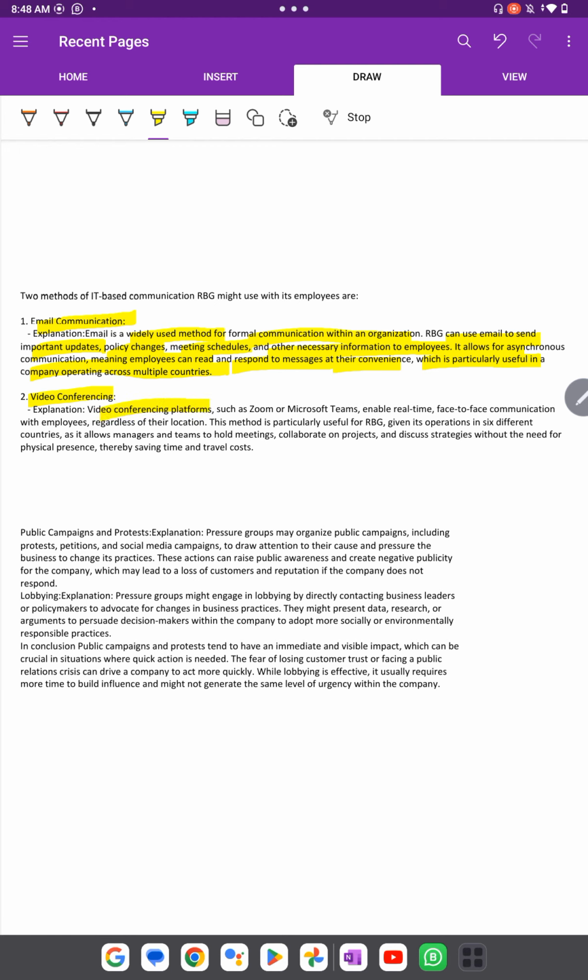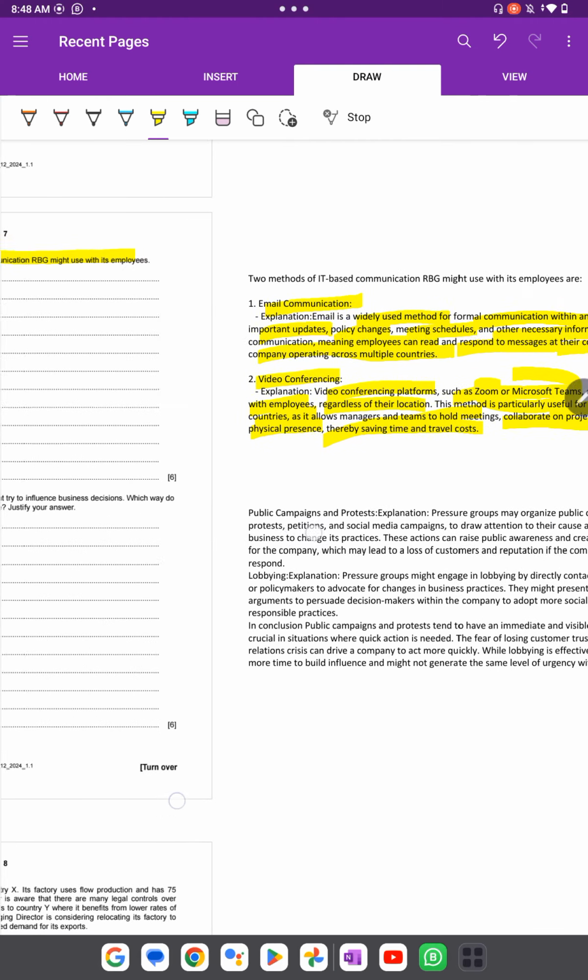So video conferencing platforms such as Zoom or Microsoft Teams enable real-time face-to-face communication with employees regardless of their location. So you don't need to write the company's name here. This method is particularly useful for RGB given its operations in 6 different countries, as it allows managers and teams to hold meetings, collaborate on projects, and discuss strategies without the need for physical presence, thereby saving time and travel cost. So this is how IT based communication would be useful for RGB.